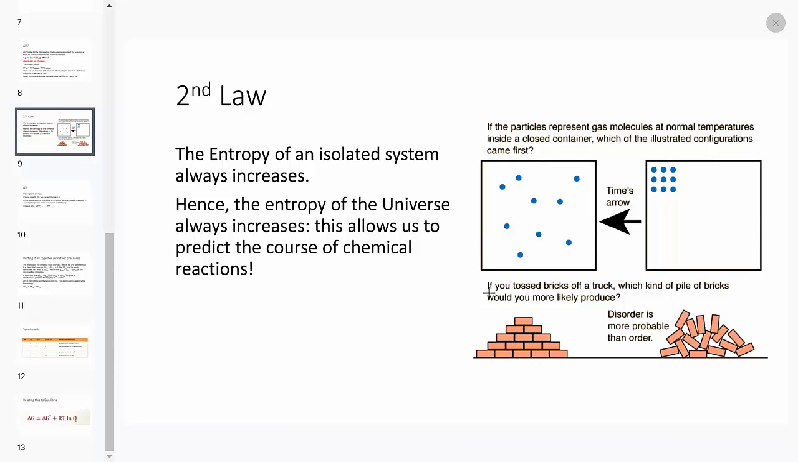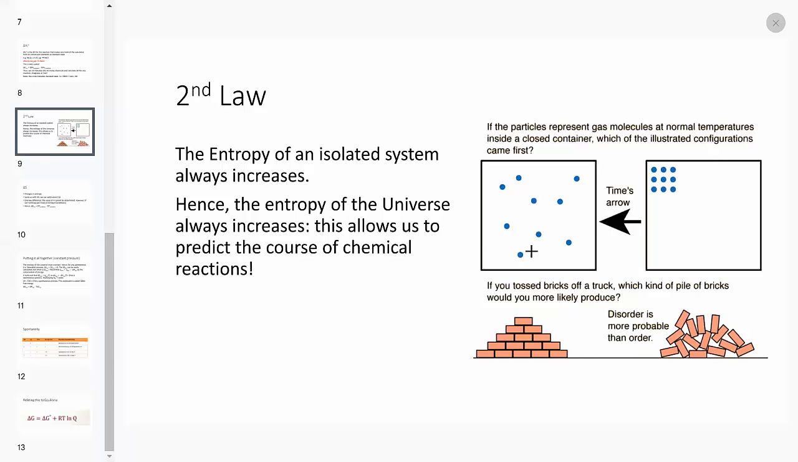Well, what is an isolated system? An isolated system cannot exchange heat, work, or matter with its surroundings. Well, the universe doesn't have surroundings. Everything is in the universe. So at least in our understanding, the universe is a closed system, an isolated system, I should say. So that means the entropy of the universe will always increase.